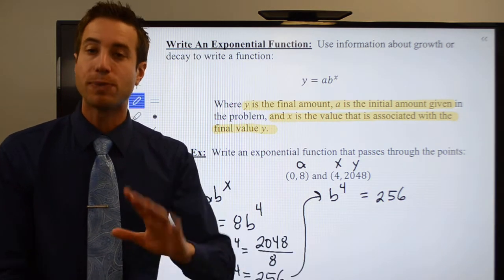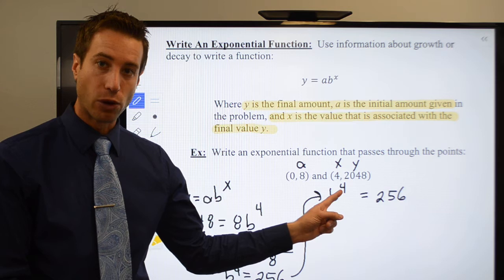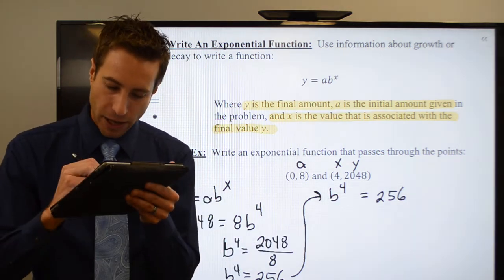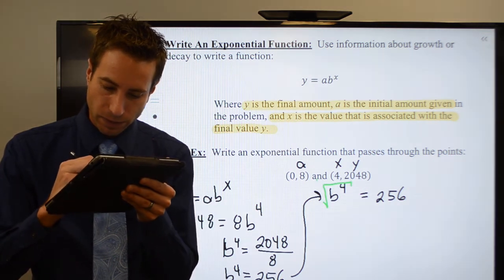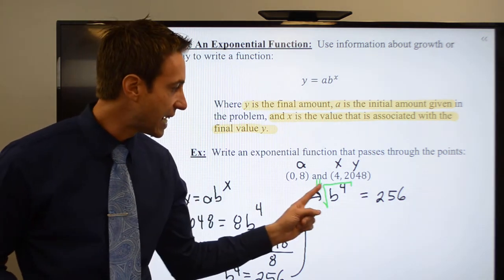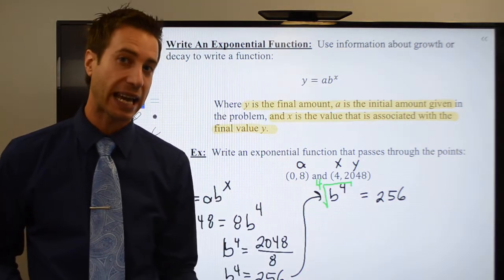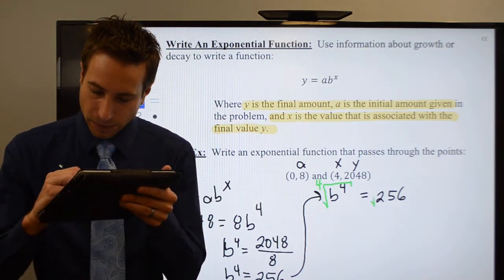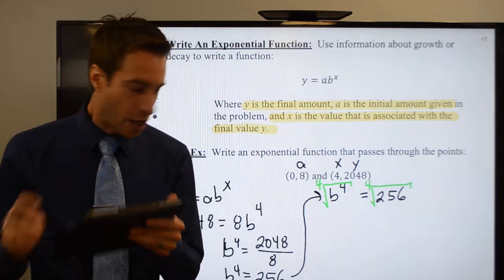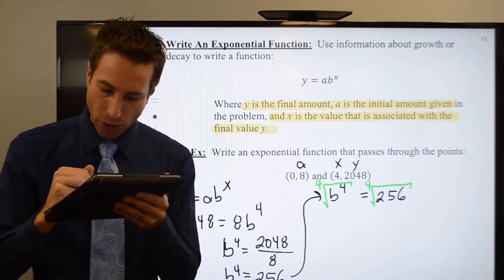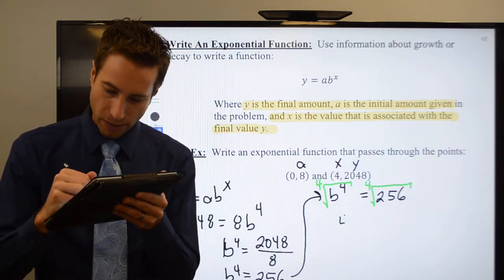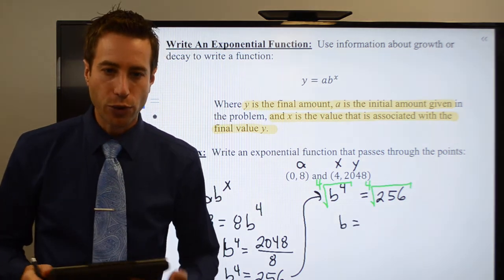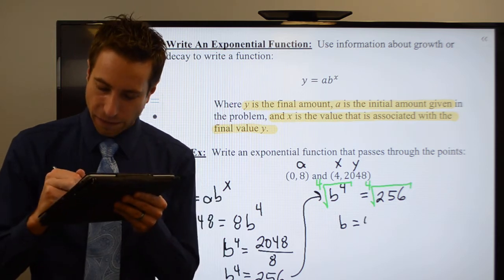They're radical equations because what I need to do is get rid of the 4th power, so I'll take a 4th root of both sides. If I take a 4th root of a b to the 4th, as long as the index and the power are the same, they'll cancel each other out, and I'll be left with a b. But algebra says whatever you do to one side, you have to do to both sides. So I take a 4th root of b to the 4th, and I'm left with a b. And the fourth root of 256 actually is 4.